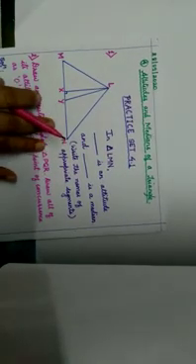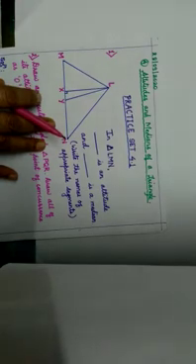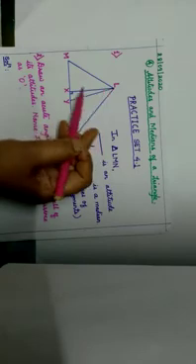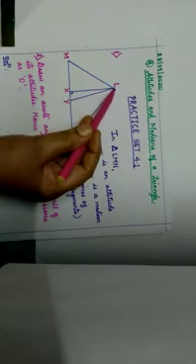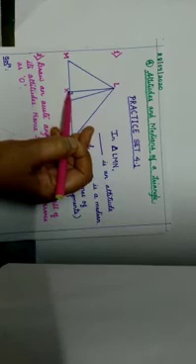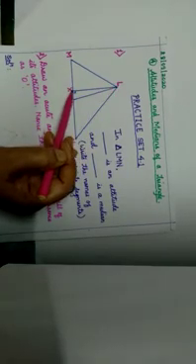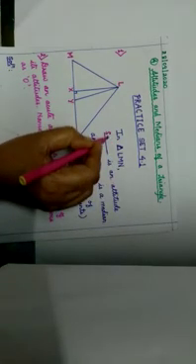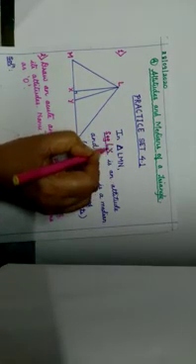Now you already know what an altitude is and what a median is. So let us revise what an altitude is. The perpendicular drawn from a vertex of a triangle to its opposite side is called an altitude. So here in this figure, in triangle LMN, segment LX is an altitude. So in this blank we will write segment LX.